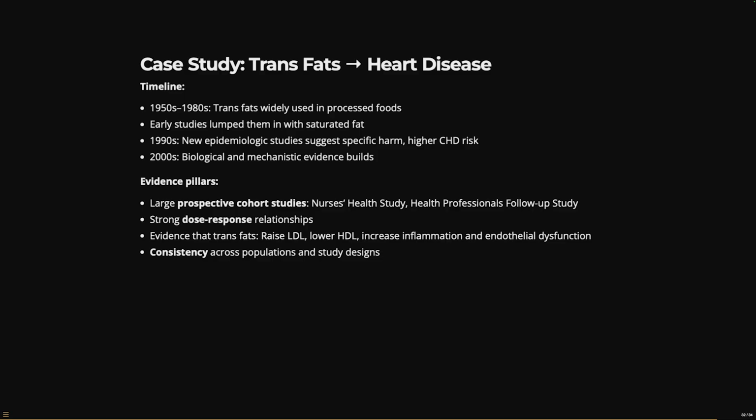And they identified strong dose-response relationships, strong evidence that trans fats significantly raise LDL and at the same time lower HDL and increase inflammation and endothelial dysfunction. And that was consistent across all populations and all different study designs that they did. Same thing, no randomized controlled trials, except for the earlier ones that just happened to have it in there. Right. There weren't specific ones.